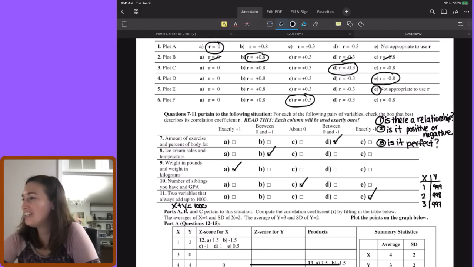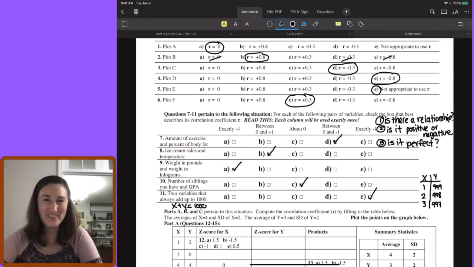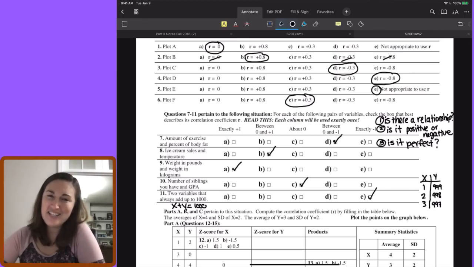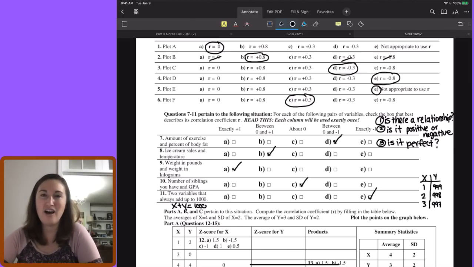Somebody said, will you give us the conversion on the test? I'm guessing that's for the weight in pounds and weight in kilograms. If you need it, yes, but you're not going to need it. I'll just tell you now, you're not going to need that for exam 2.